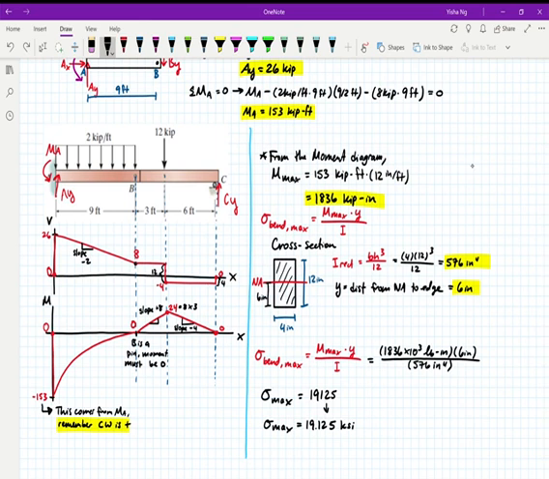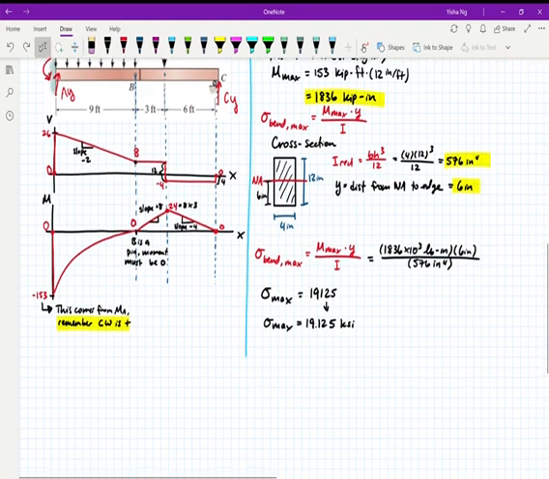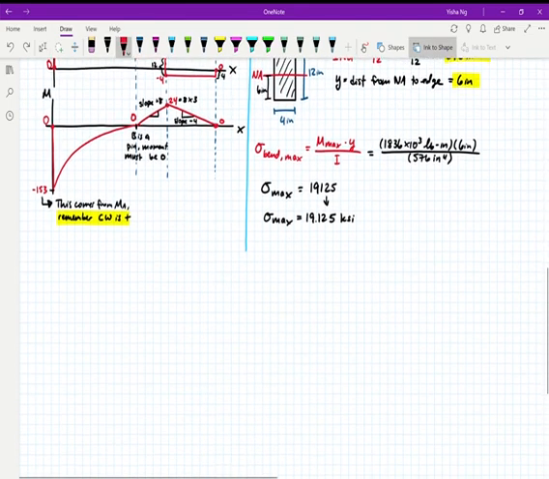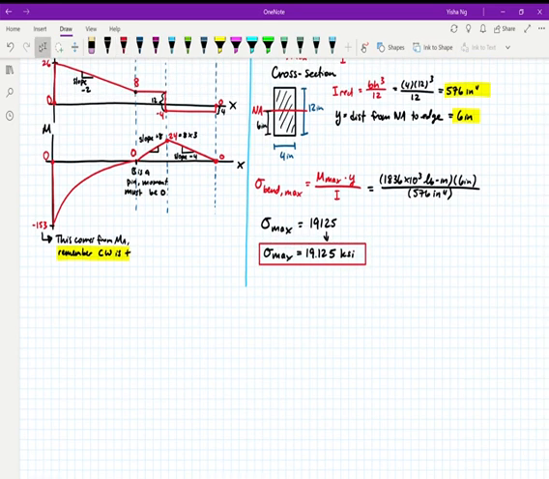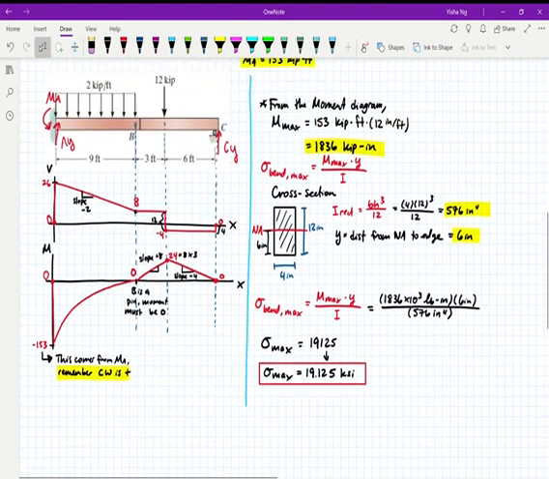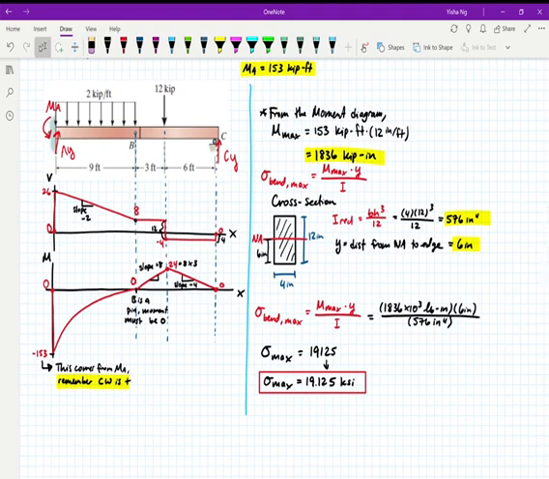Make sure you're tracking your units throughout. Here I had M max in kip inches. So I took that value and multiplied by 10 to the third to turn it from kilopounds into regular pounds. Everything else was already in inches. And then I get at the end, sigma max is equal to 19.125 KSI. Once again, it's kind of a big number because it's a value for stress. I'm not too worried about it. And so that's a good way to verify that my number is at least in the right ballpark.